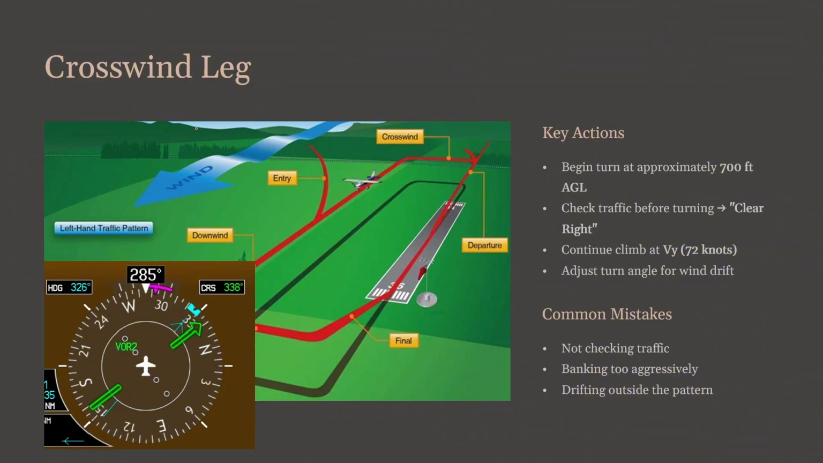Crosswind. Okay. After takeoff, the airplane continues flying along the runway extended center line during the upwind leg. And then once the aircraft reaches approximately 700 feet AGL, we begin the turn to the crosswind.